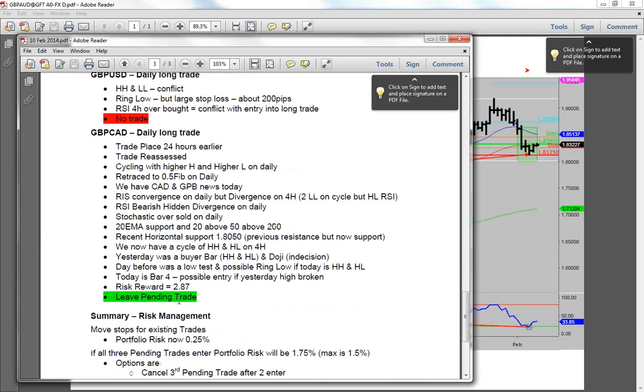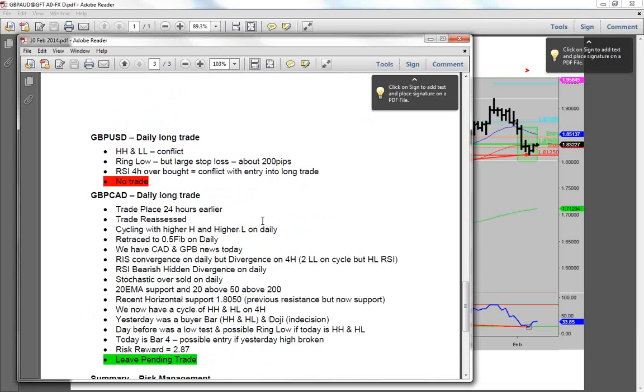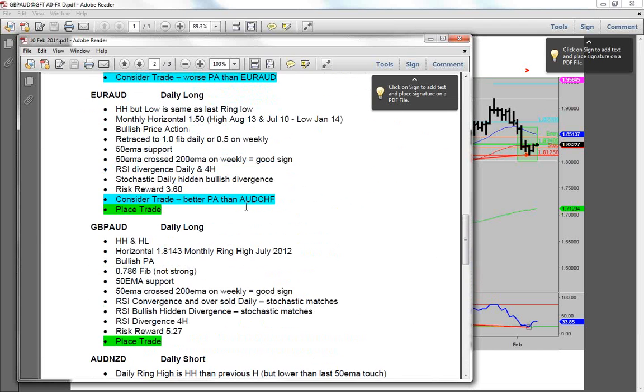Cool. Leave pending trade. Good. Mate, that's good. I love this stuff. It's fabulous.